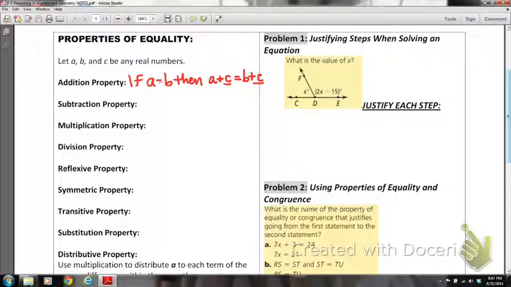Subtraction property is very similar. If A equals B, then I can subtract the same number from both sides. A minus C is going to equal B minus C, and I will still have an equivalent statement. I will still have an equality. Multiplication property says if A equals B, then I can multiply both sides of the equation by the same number, and I will still have an equality. So A times C is equal to B times C.